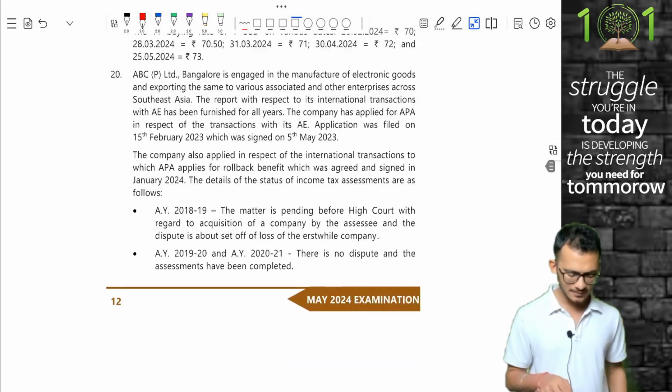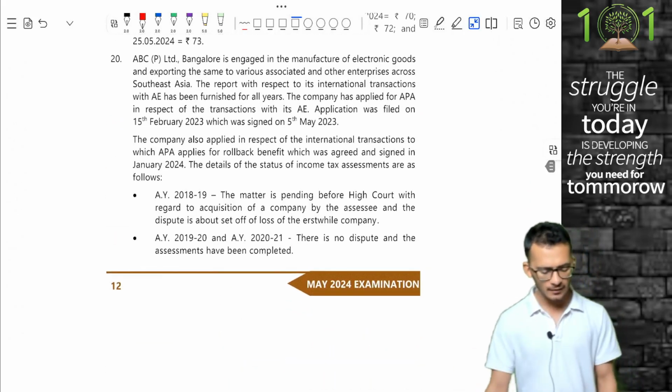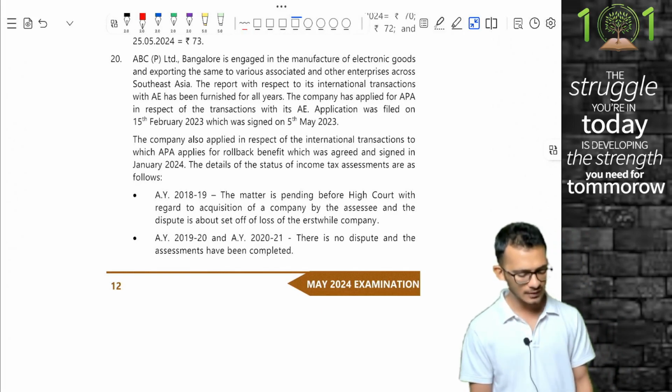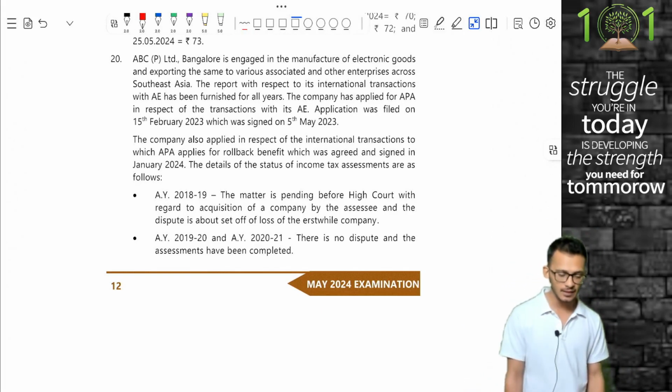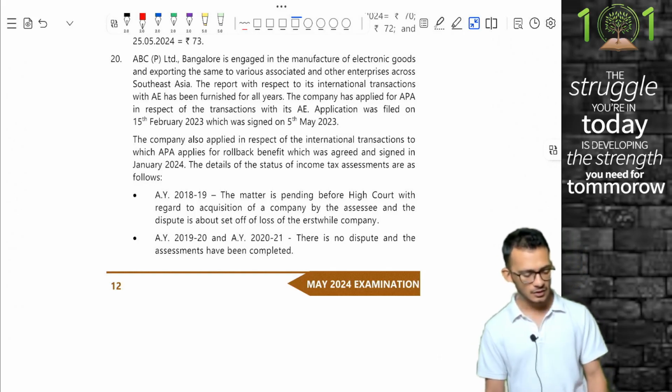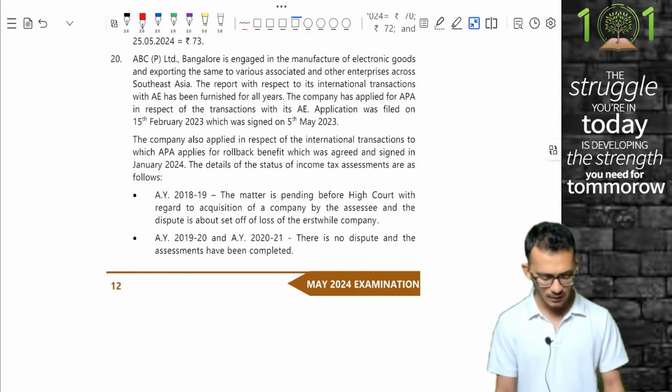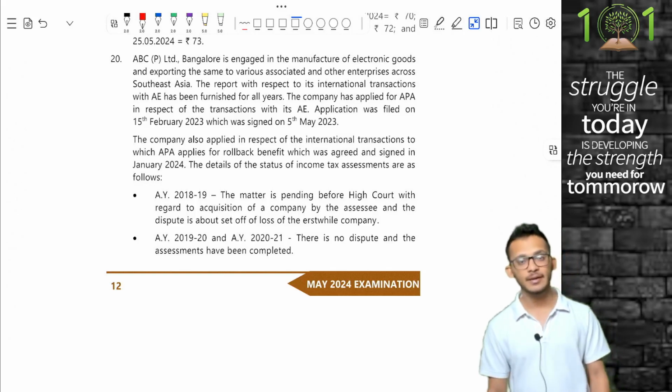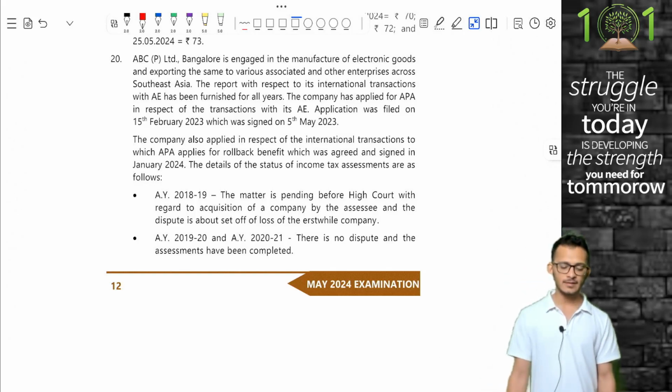I think this is the last question. ABC Private Limited, Bangalore, is engaged in the manufacture of electronic goods and exporting the same to various associated and other enterprises. The report with respect to international transactions with AE has been furnished for all years. The company has applied for APA. Oh, very good. The company has applied for APA in respect of the transactions with its AE.